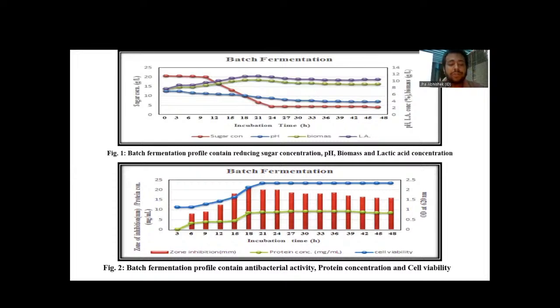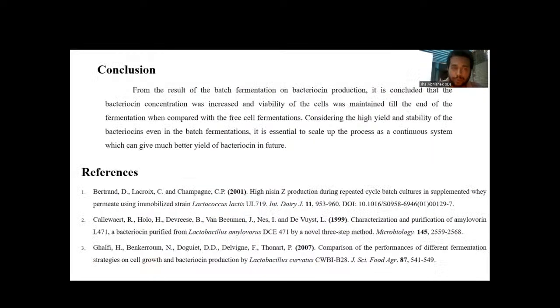And in figure 2, we have the batch fermentation profile containing antibacterial activity, protein concentration, and cell viability. We had the zone of inhibition, and also the protein concentration increased gradually, and also the cell viability. So what does this conclude?